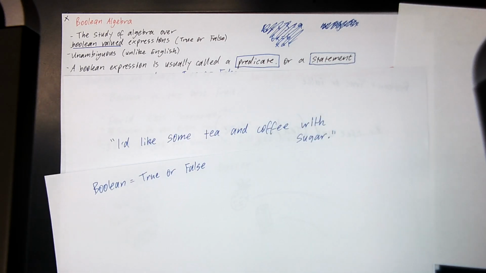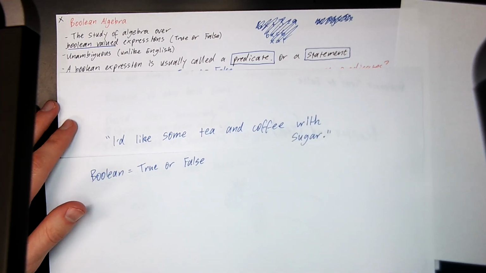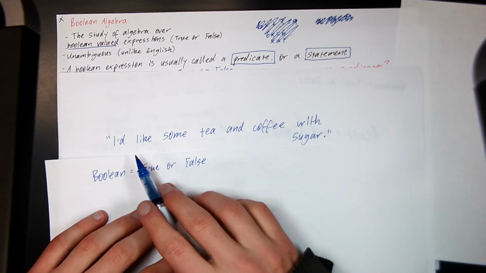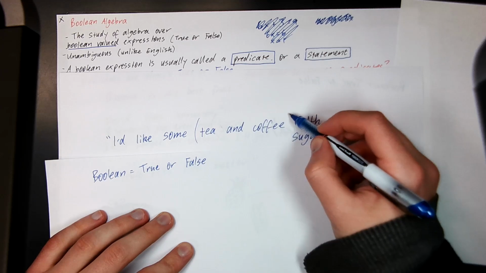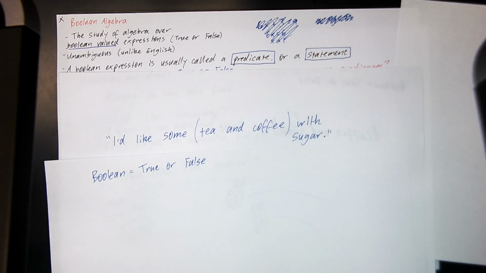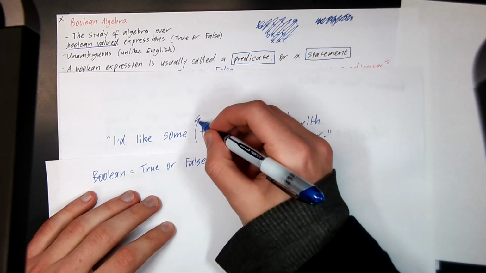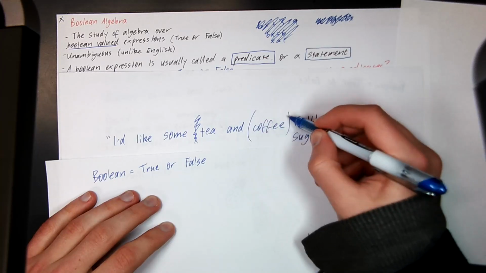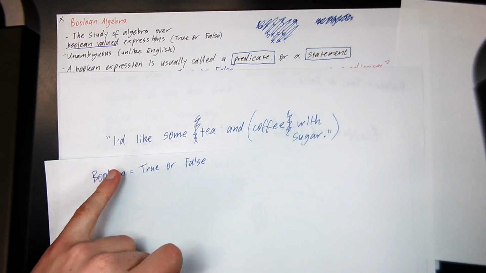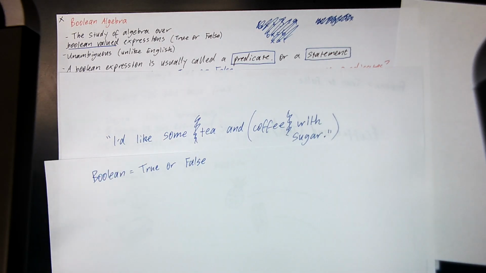So for example, suppose you're at a cafe and you ask the waiter, I'd like some tea and coffee with sugar. There's really two ways he could interpret this. He could interpret this as, I'd like some tea and coffee with sugar. That is, you would like a mug of tea with sugar in it and a mug of coffee with sugar in it. Or he might interpret it as, I'd like some tea and coffee with sugar. That is, I'd like a serving of tea with no sugar in it and a serving of coffee with sugar in it. And so already we can see that these statements are ambiguous, even though this is a completely syntactically correct statement. It's still ambiguous, right?